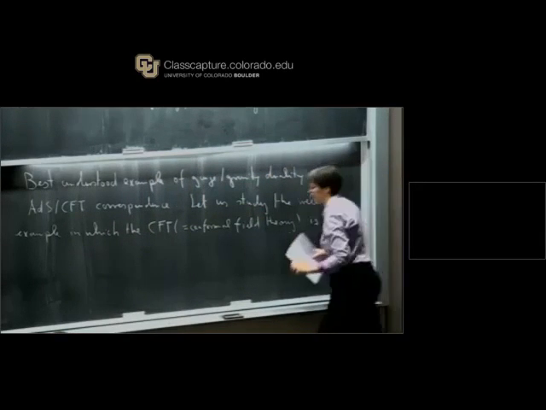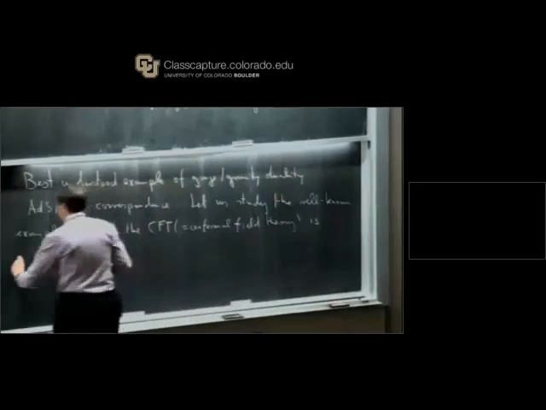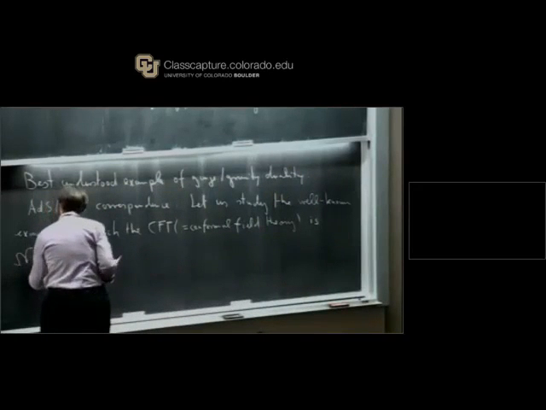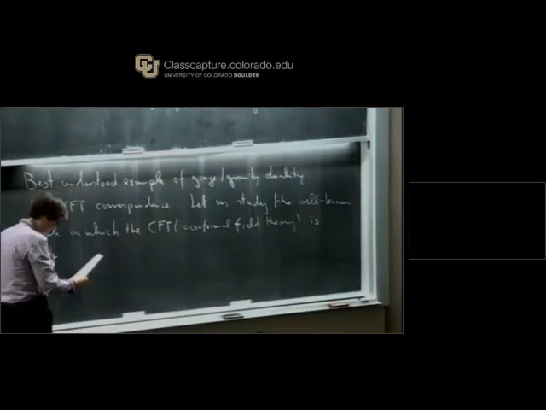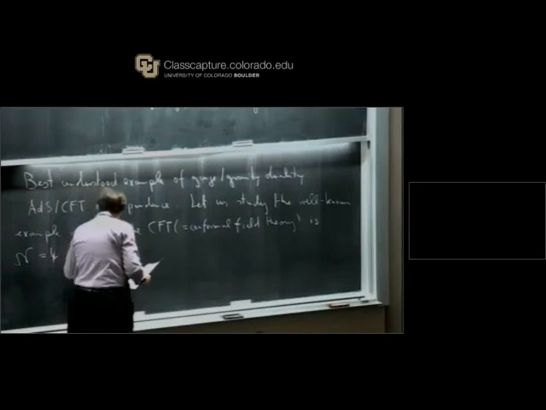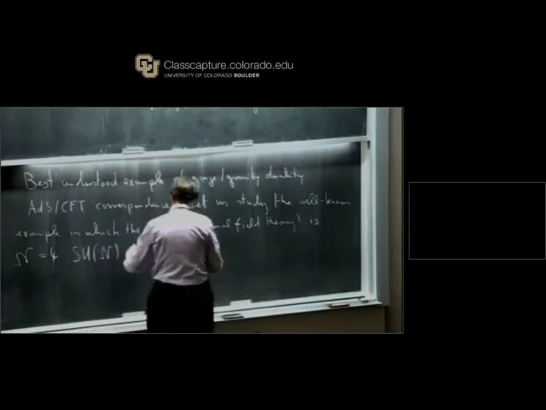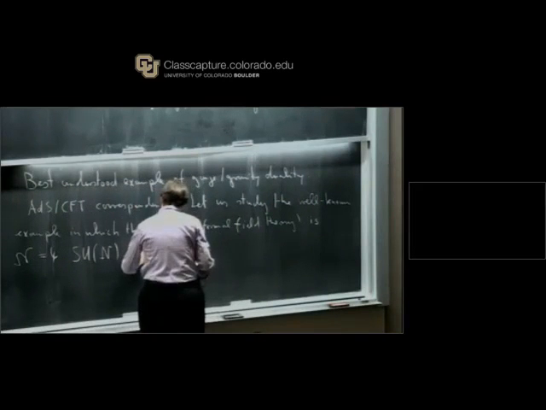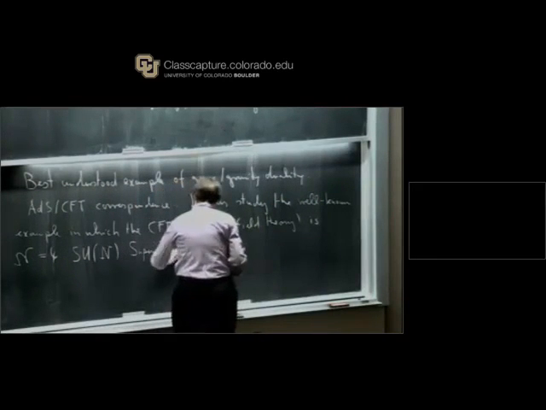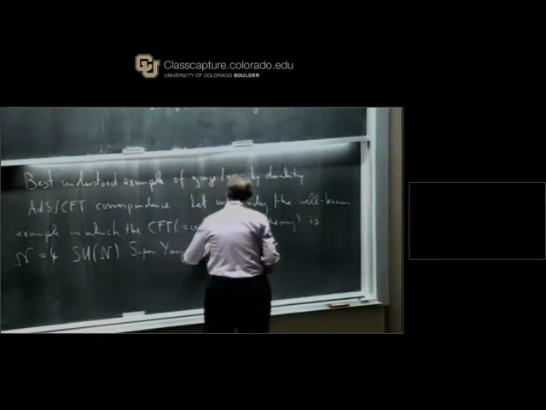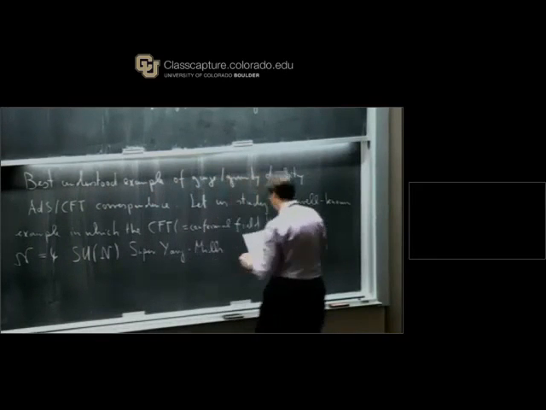So we study the case where this is N equals 4. This is a curly N, and here is a straight N. There are two N's in this name. Super Yang-Mills theory, which is a particular quantum field theory in 3+1 dimensions, which I'm going to explain now.